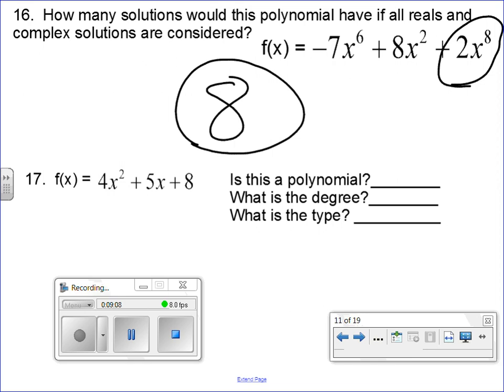Okay, then for number 17, that is a polynomial, because there are no irrational number degrees, any negative degrees. It's the second degree because x squared, and it is a quadratic because that's just another name for it.